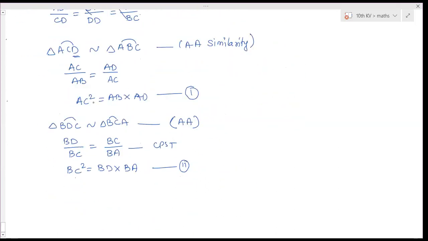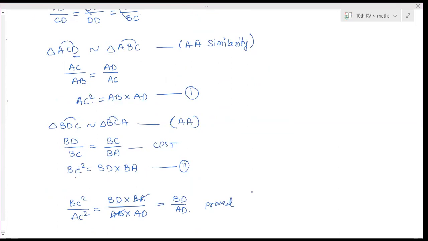So here is BC, this is AC. BC square by AC square. BC square is BD into BA and AC square is AB into AD. So AB, BA cancel. This is equal to BD by AD.